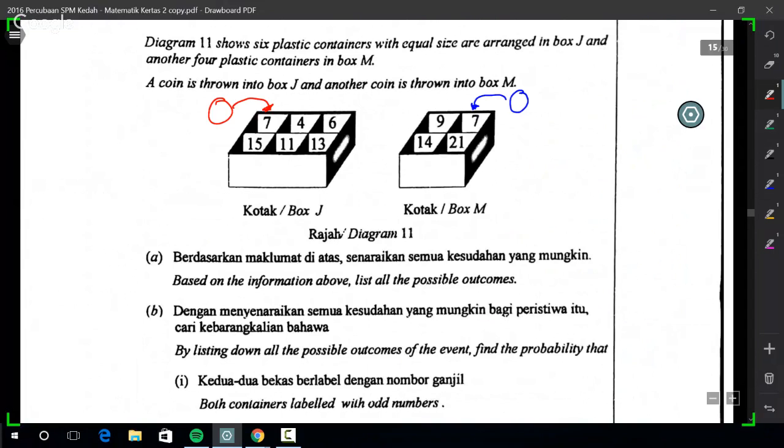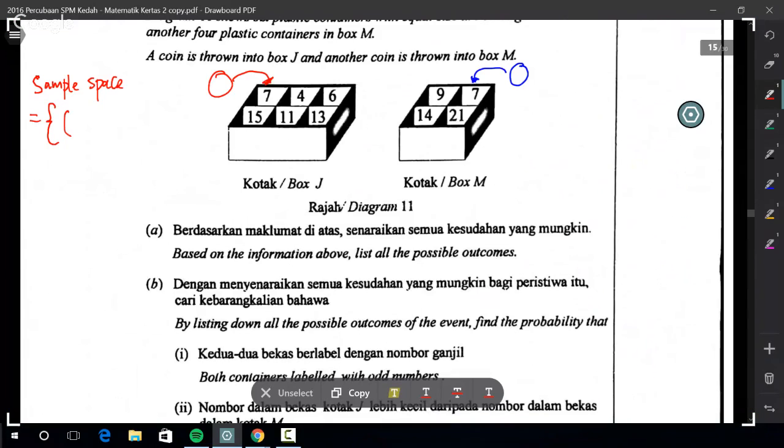Based on the information above, list all the possible outcomes. This one is quite easy, but there's a lot of things to do. Okay, let me do the possible outcomes. Normally, I will write sample space, then equal, and then I draw this symbol for possible outcomes. And then I will do the bracket for all the possible outcomes. So that means there are so many possible outcomes. I think this question is crazy. Because 6 multiplied by 4, you have to write 24 possible outcomes.